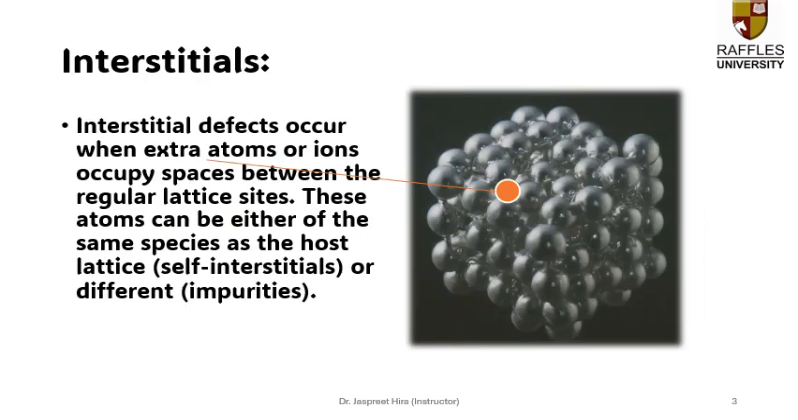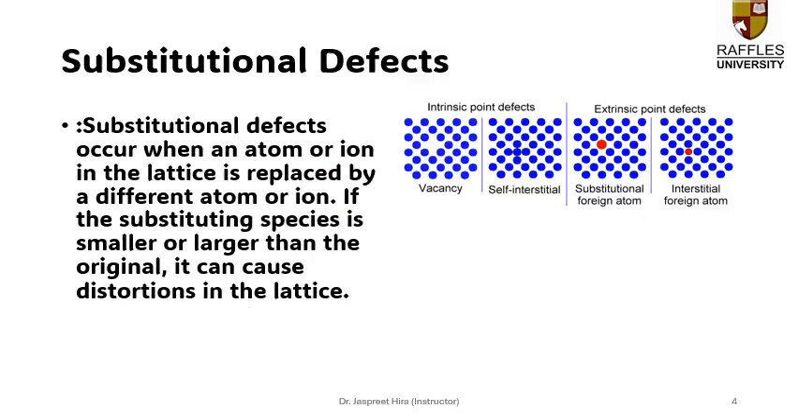Then, besides vacancies, we have interstitials. The point defect in interstitials occurs when extra atoms or ions occupy the space between the regular lattice sites. These atoms can either be of the same species as the host lattice, called self-interstitials, or different impurities.